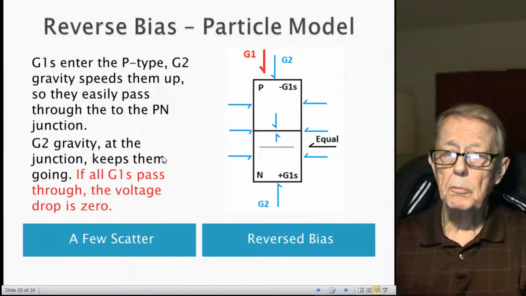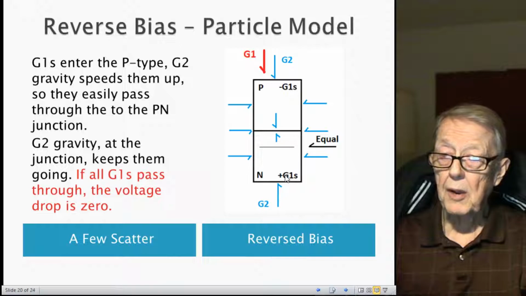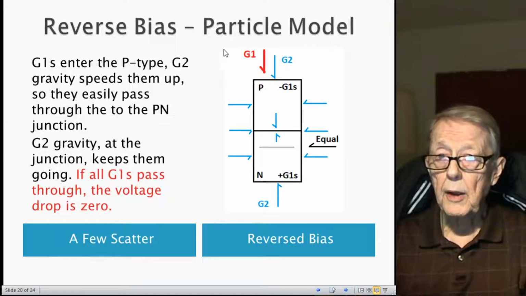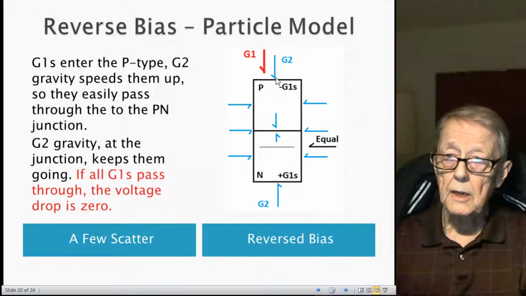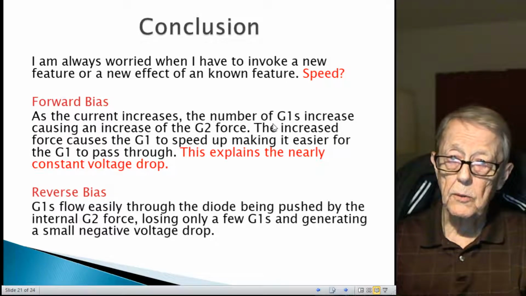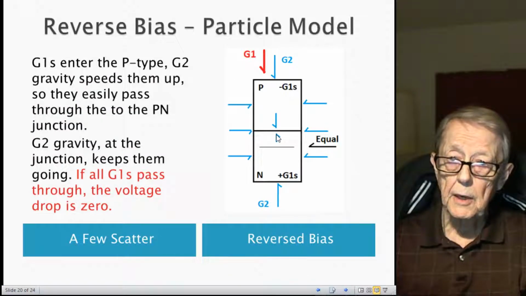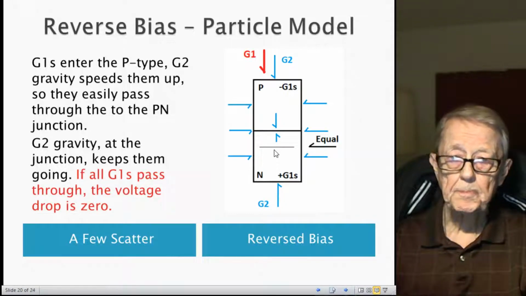So here's the particle model, reverse bias. Same drawing, only this time the G1s are coming in the other way. I'm not applying a different voltage than before, I'm just turning the battery around, and in the particle model that causes the G1s to come into the P region. Got the same force field. You got a force that's strong here and gets weaker and weaker until it gets to this point and this point. It's equal. Got the same thing.